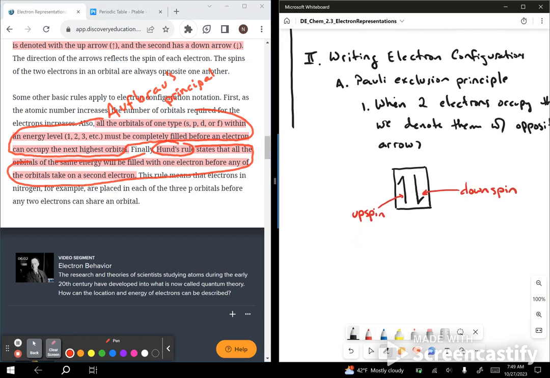So let's just move this over here. I'm going to write down letter B. Aufbau's principle. Go ahead and write down what it states. And I'm going to be looking for, in your notes, Hund's rule. And so write down what that states.